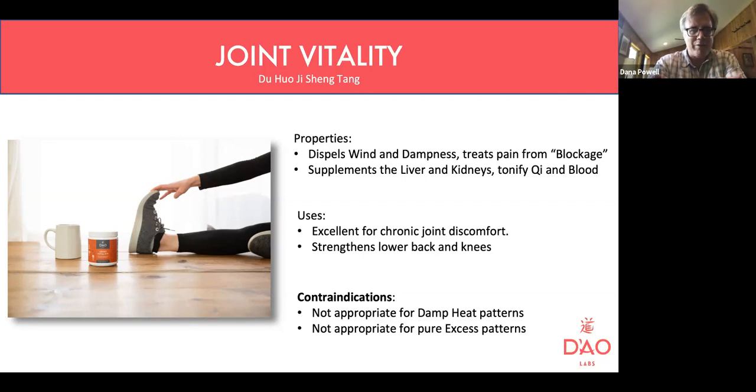Now in B syndrome, or blockage, heat is usually not our main concern. We usually have wind, dampness, and cold. Those are our three main pathogens that drive B syndrome. So if you've got wind, cold, and dampness, this is a great formula. Just if that cold transforms into heat, and then you've got a damp heat pattern, that's where you might start to see some negative reactions.